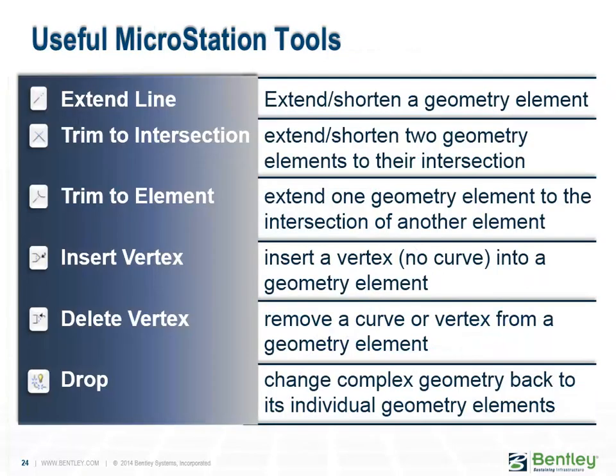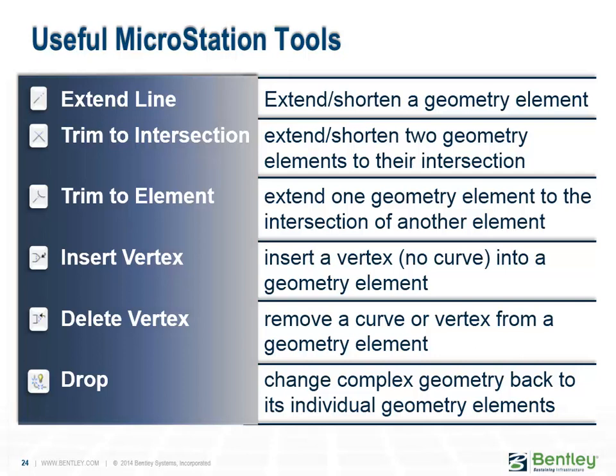There are several MicroStation tools that can be useful with civil geometry. The Extend Line, Trim to Intersection, and Trim to Element modify tools each create rules that define the length of elements relative to other elements. The rules created by these modify tools are honored when updates are made.